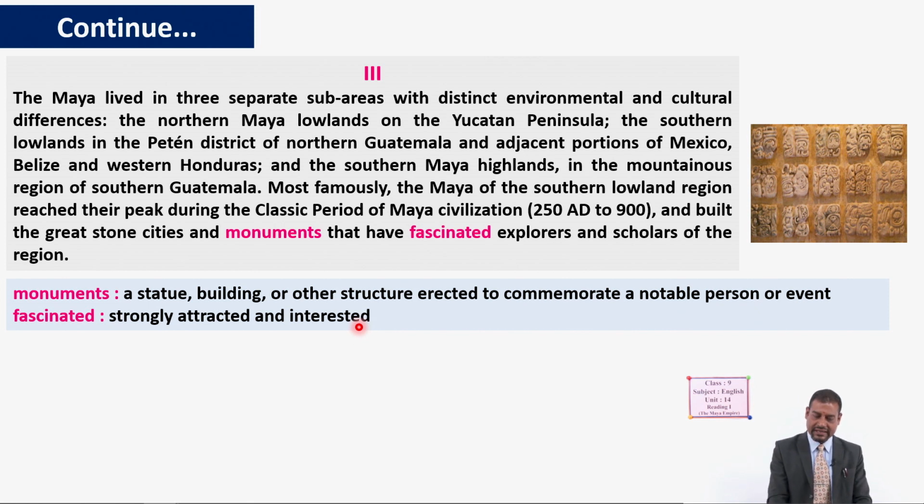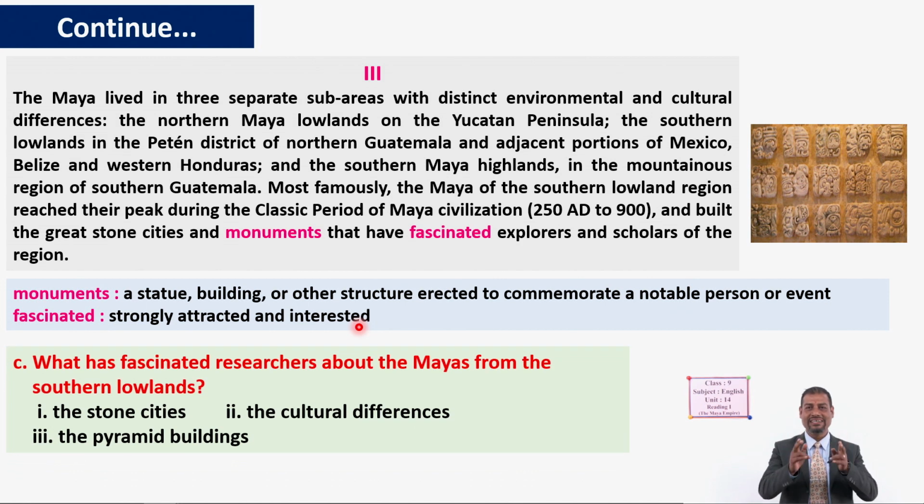Good job. Now I have a question for you: what has fascinated researchers about the Mayas from the southern lowlands? So where do you find this answer? First you find out the line, you locate the information. Have you got it? And we have the options: the stone cities, the cultural differences, and the pyramid buildings. So which one is the correct one? Okay, let me show you the right answer from where I have picked out the information.